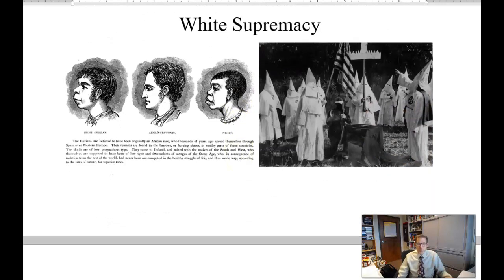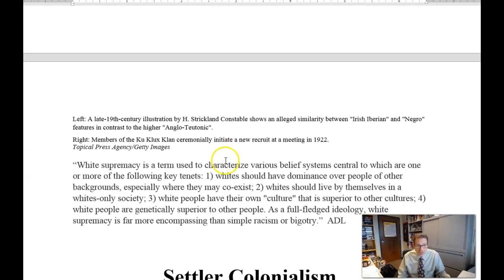So the first term is white supremacy, and I imagine most of you are pretty familiar with it, but I do want to define it a little more specifically. It's not just racism, although absolutely racism is a part of it. It has a more specific definition, so let's take a look at what I mean by that.